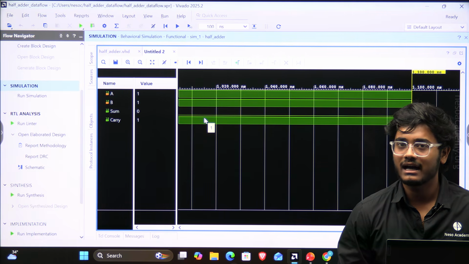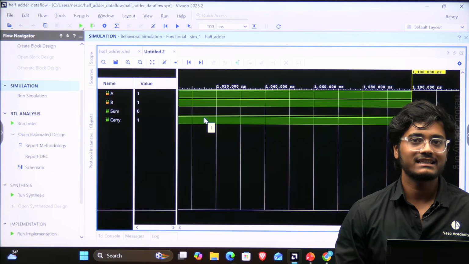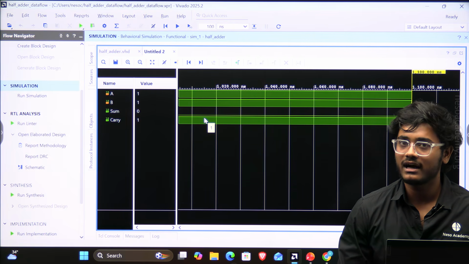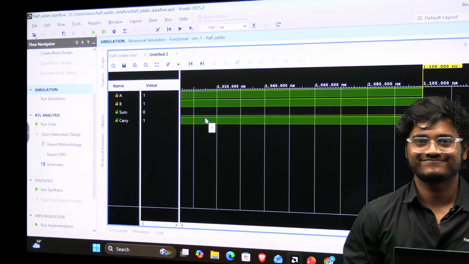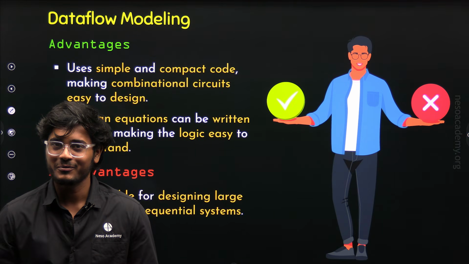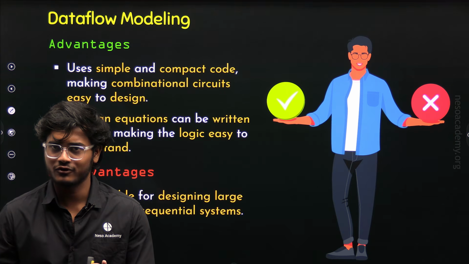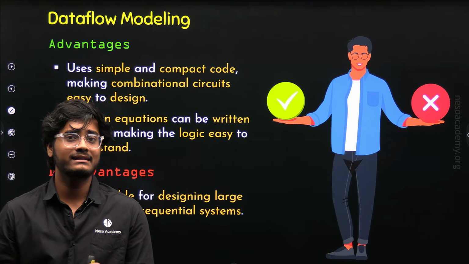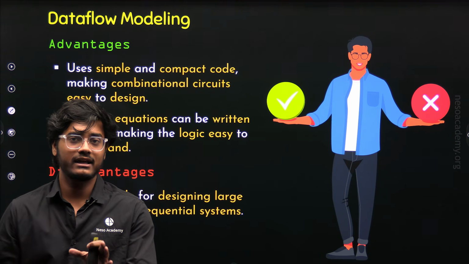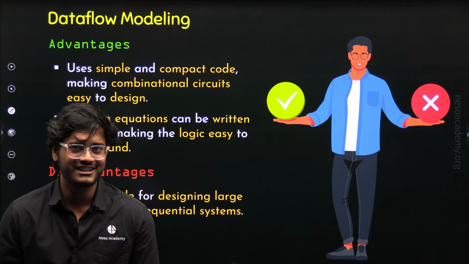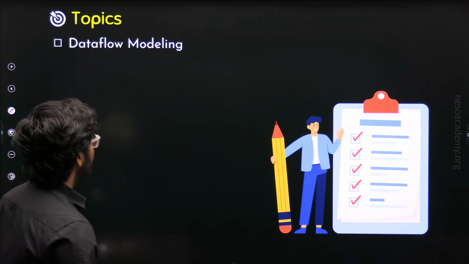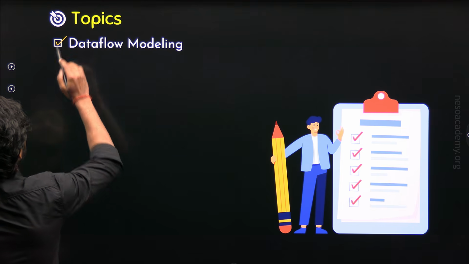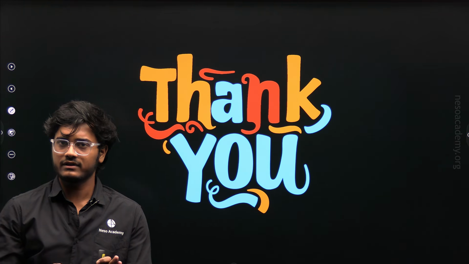And I hope you understand how to implement the data flow modeling code for the half adder in Vivado. So, I hope you understand what is a data flow modeling and how to implement a data flow modeling code in Vivado using VHDL. With that, we are done with this topic of data flow modeling, which means we are done with this lecture.